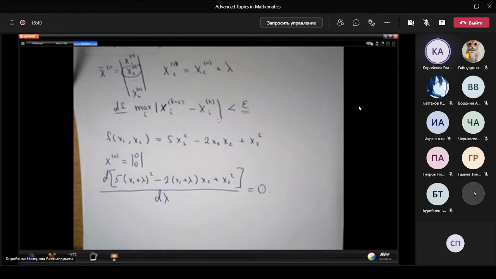Are there any questions on this method? Just a moment, I'll try to look at the chat. Maybe some of you ask questions here. No. Okay, the second one for the problems, just a moment, I'll open the list.